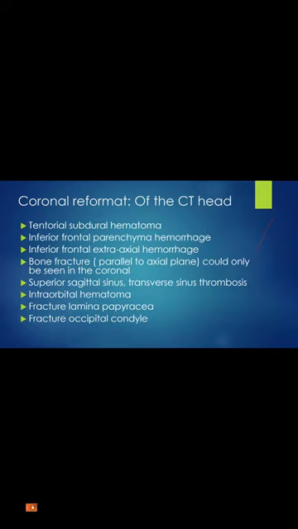Definitely the bone fracture, if the fracture line is parallel to the axial plane, then coronal can help. Superior sagittal sinus and transverse sinus thrombosis, and intraorbital hematoma: sometimes scrolling through the coronal and looking at the orbits, even though it's just a head CT, may help to find a small hematoma or maybe an intraorbital mass. Fracture of the lamina papyracea, fracture of the occipital condyle.